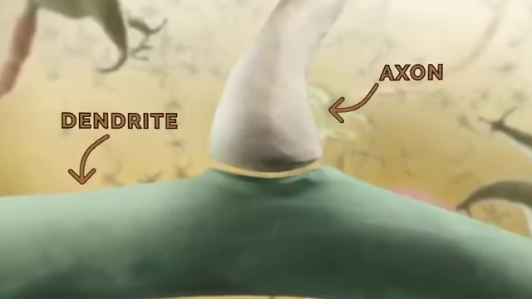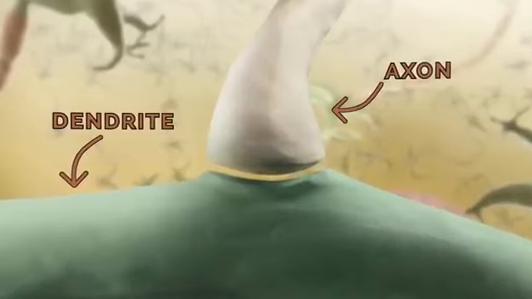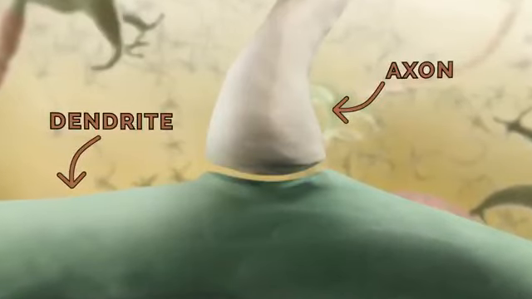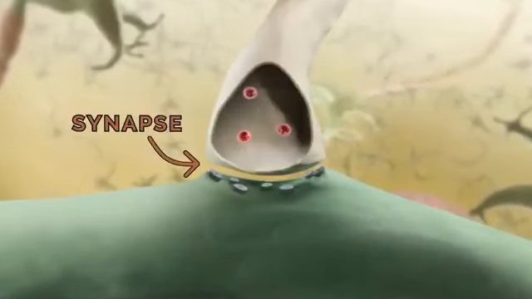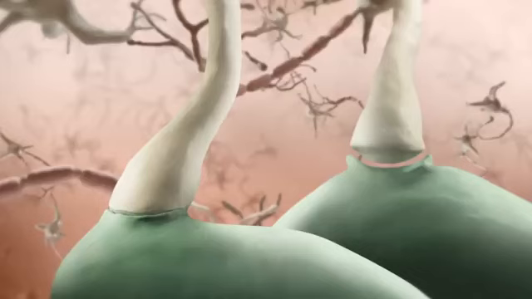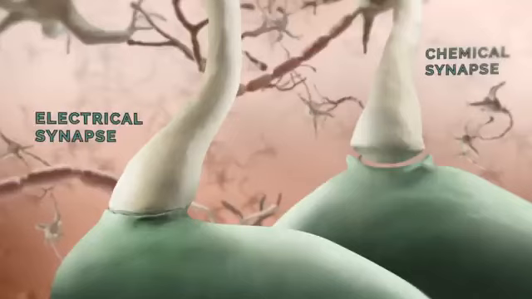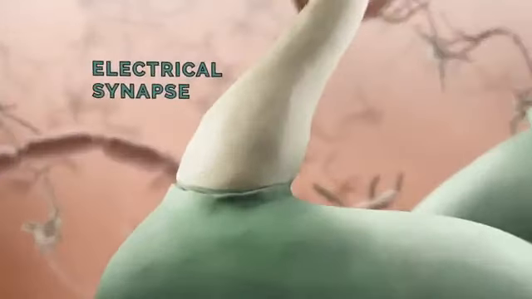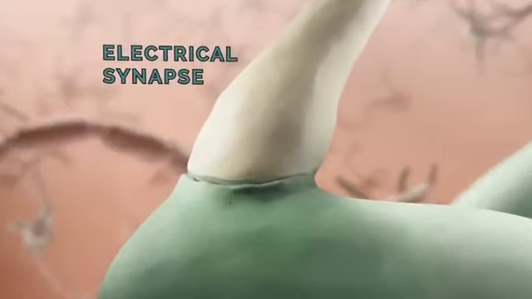So what actually happens at the boundary between two neurons, between the axon of one neuron and the dendrite of another? This interface is called a synapse. There are two general types of synapses: electrical synapses and chemical synapses. Electrical synapses are less common in our own nervous systems, but they're simpler to think about, so let's start with them.